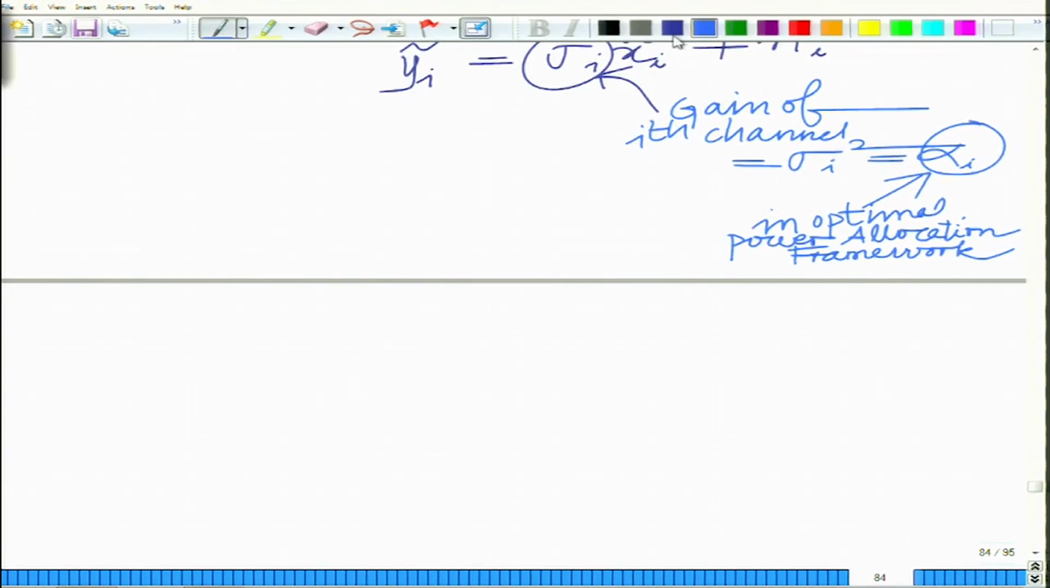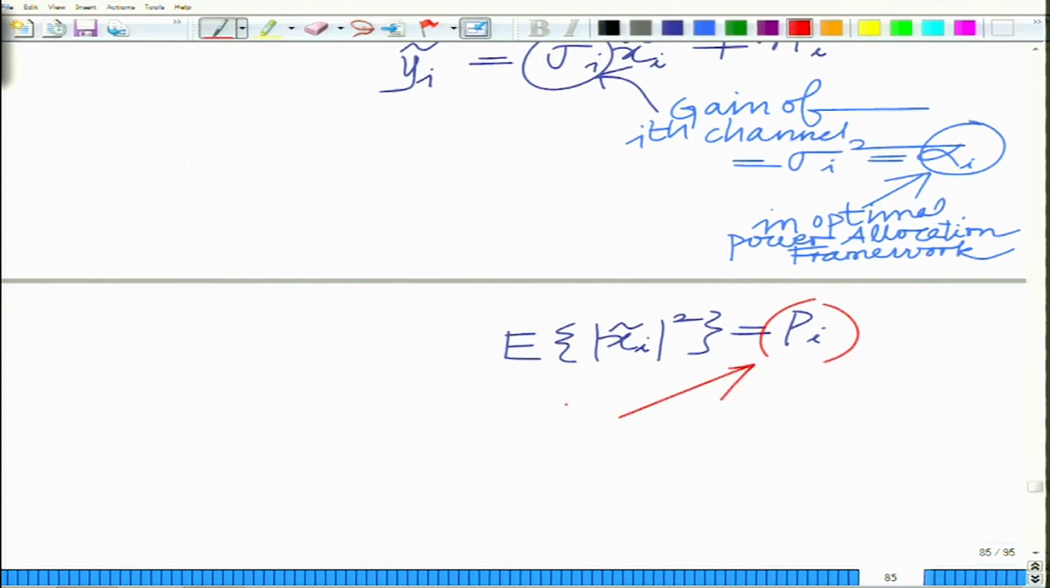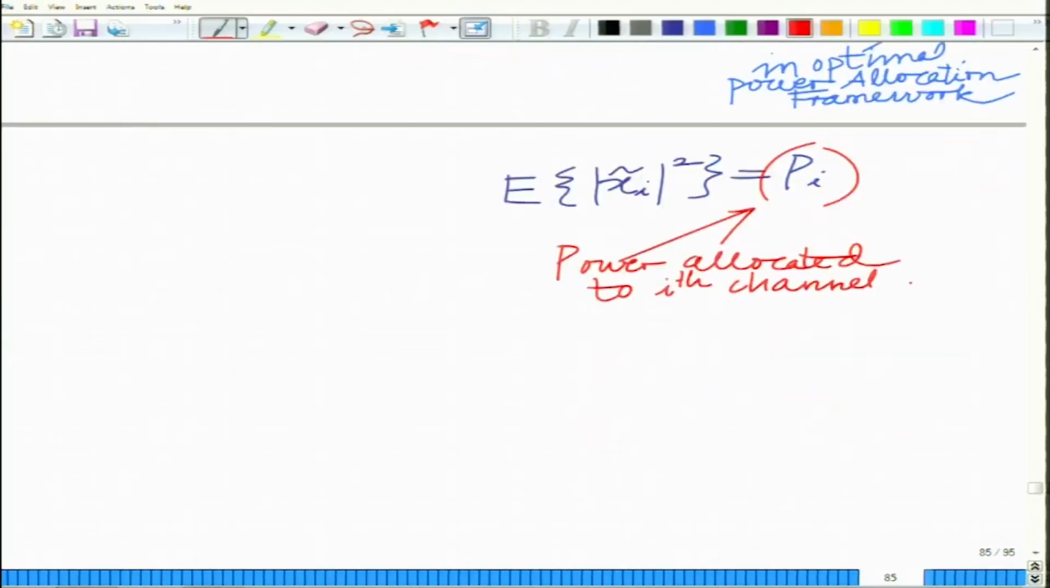And therefore, the power allocated to the ith channel, that is the expected magnitude of xi tilde square, equals pi. What is pi? This is the power allocated to the ith stream or ith channel. This is the power at which you are transmitting symbols over channel i, while the channel power gain is sigma i square, which is alpha i. And the noise power we have already seen, that is sigma square.